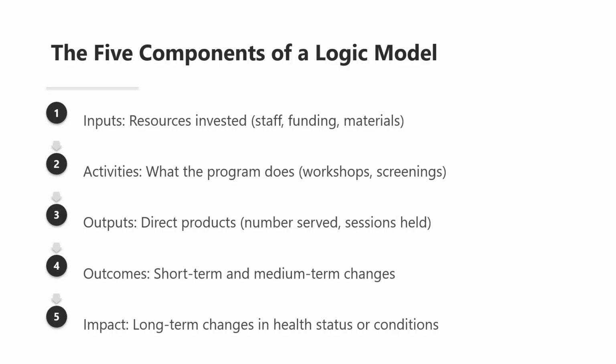Fourth are the outcomes, which describe the changes that occur as a result of the program. Outcomes are typically divided into short-term outcomes like increased knowledge, medium-term outcomes like behavior change, and long-term outcomes like improved health indicators. And fifth is the impact, which represents the broadest, most distal changes, such as reduced disease rates or improved community health status. On the exam, you need to know this sequence and be able to place program elements in the correct component category.